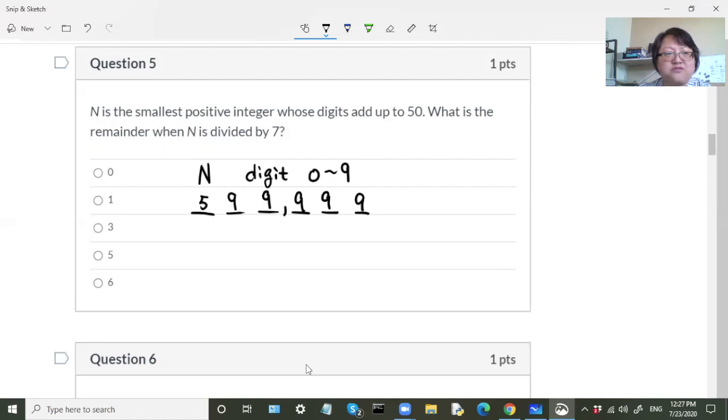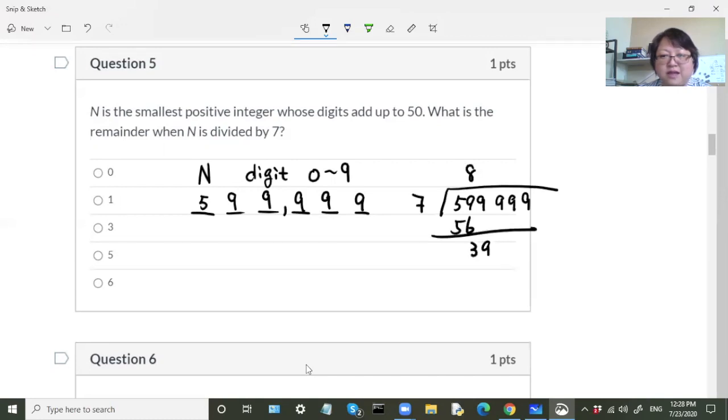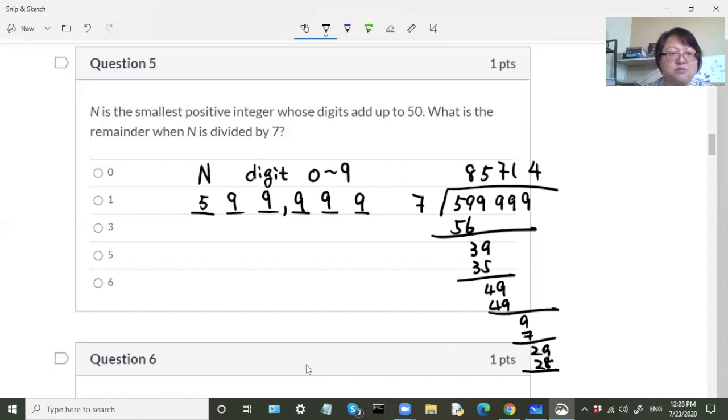So then next step, let's find out the remainder when n is divided by 7. So we have 599,999, and we divide it by 7. Okay, 8, 56, 39, 5, 35, and 49. Okay, 7, 49, good, 9, 7, so 29, 4. Okay, so the remainder is 1, which means the solution answer is B.